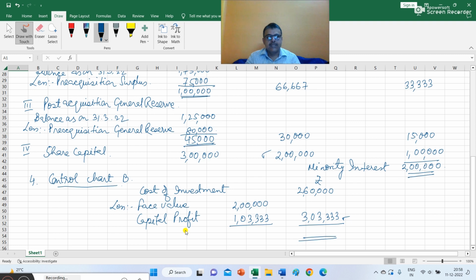Since the value of the face value and the capital profit is more than the cost of investment, you have to write here capital reserve. So if the cost of investment is more than this figure, then we write as goodwill. And if this figure, that is the face value and capital profit, is more than the cost of investment, the difference is credited to capital reserve. So the value of capital reserve is 43,333.